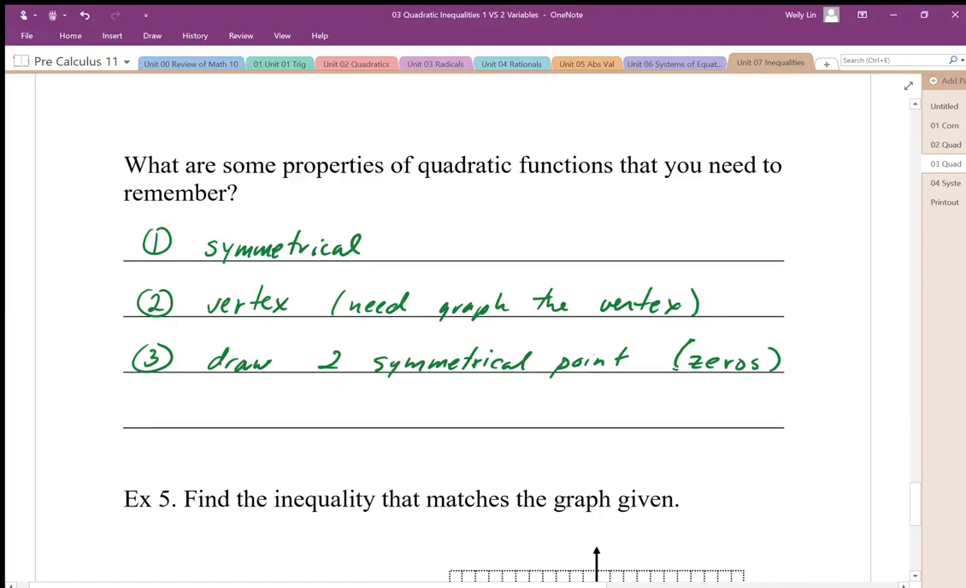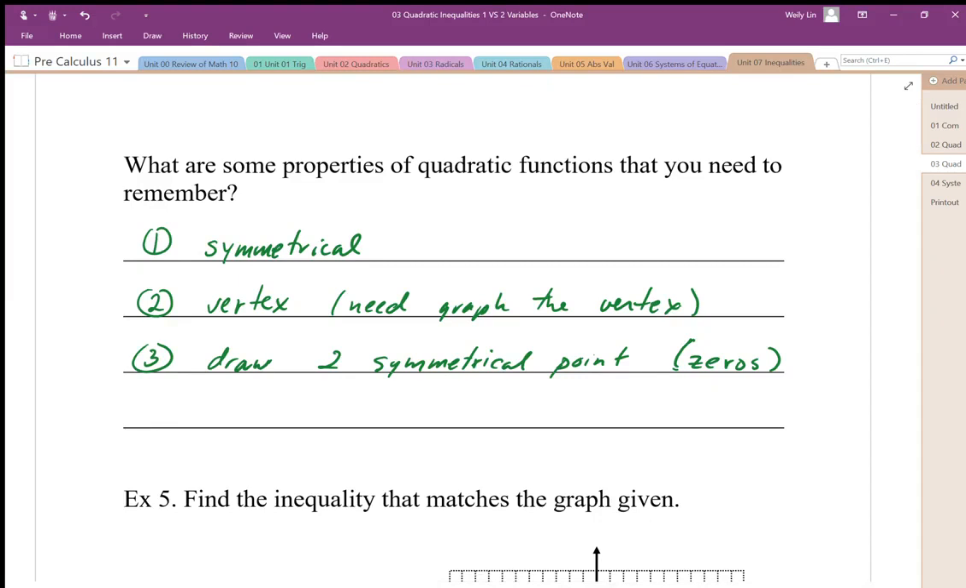Symmetrical points can be found lots of different ways. Once we know the vertex, we can just count. We could always go the other way around, start with the zeros and find the vertex, or find the middle. Or if you already have two symmetrical points, you can use those to get the x-coordinate of the vertex, and we can always plug into our table of values to find the y-coordinate of the vertex. So it's really important that we use those properties.